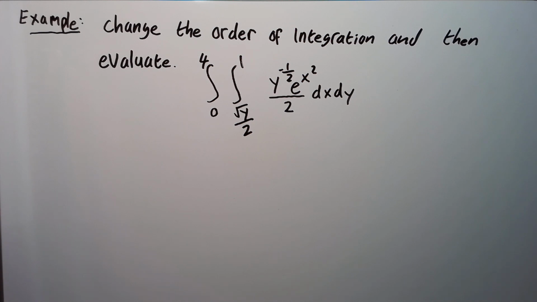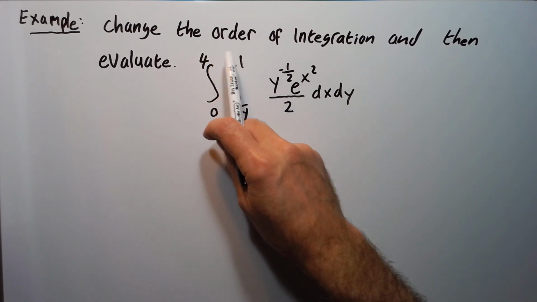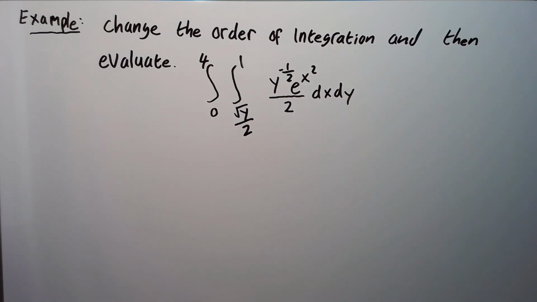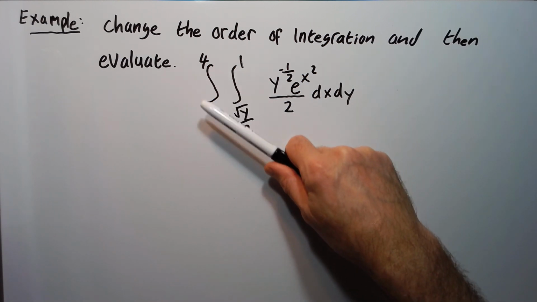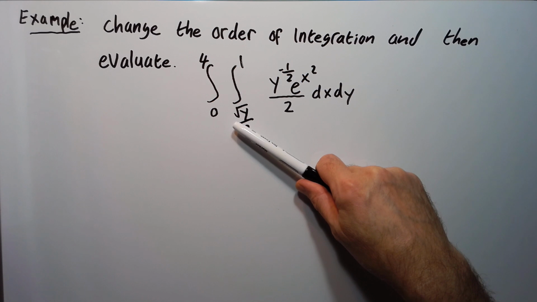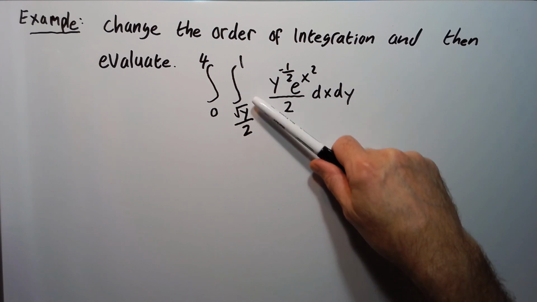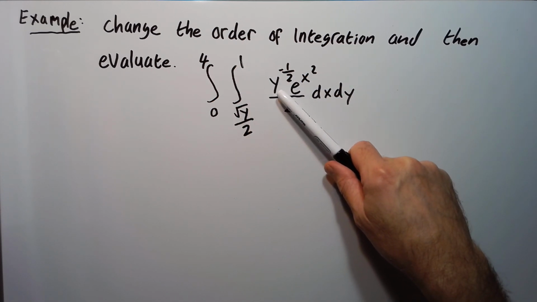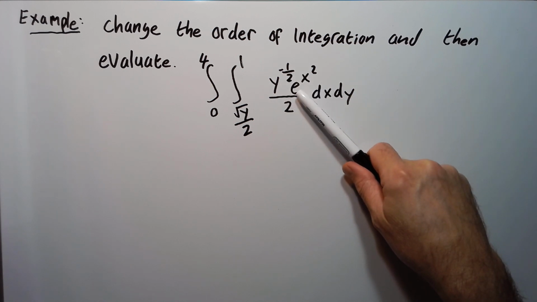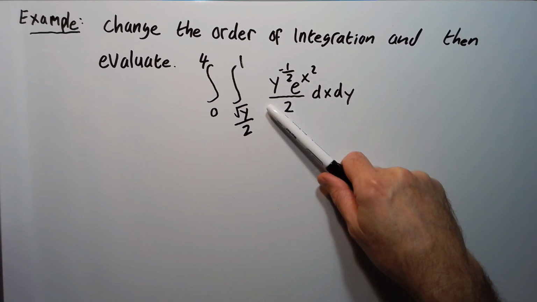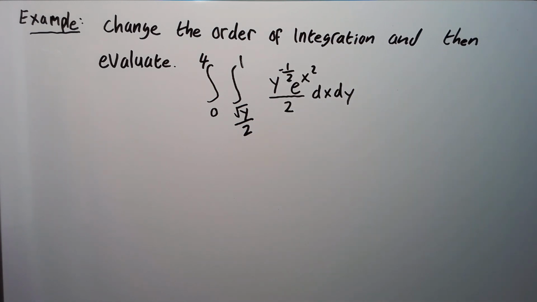Okay, so let's do an example. Change the order of integration and then evaluate. So we're given the integral from 0 to 4, integral from square root of y over 2 to 1 of y to the minus 1/2 e to the x squared power divided by 2 dx dy.